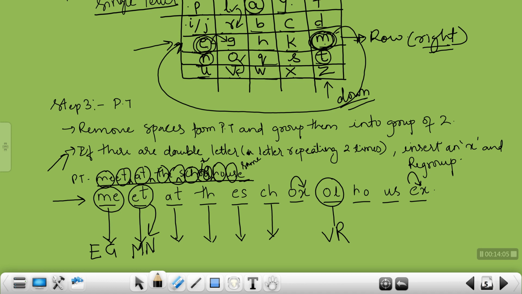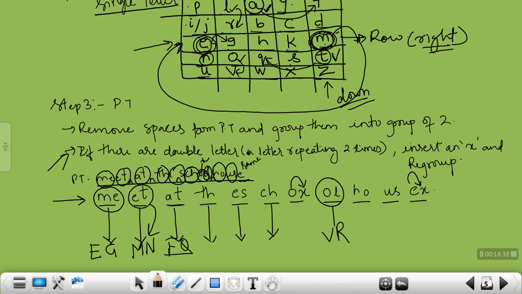Similarly, we will do the encryption of your AT. Now what is AT? Can you tell me where is A and where is T? Your T is present over here. A is present over here, all of you can see. So I will replace A by the corresponding one which is present over here, F, and T by Q. So AT will be replaced by F and Q. Always remember, you are writing ciphertext, so your ciphertext will always be in uppercase letters.